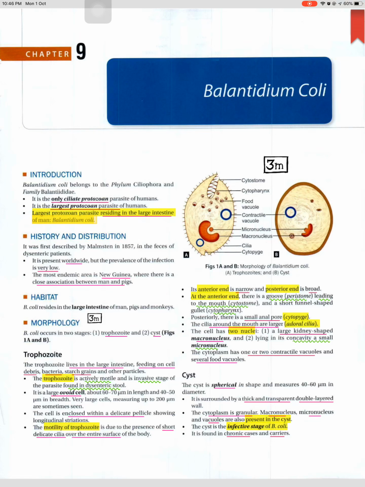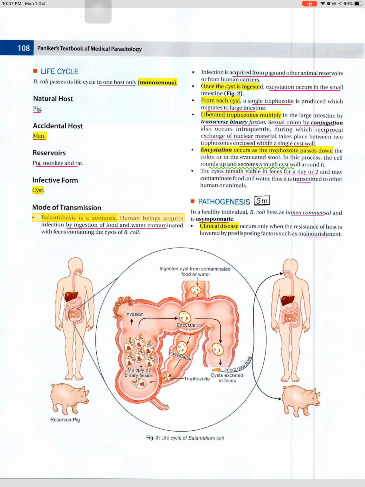Life cycle. B. coli passes its life cycle in one host only, monoxenous. Natural host: pig. Accidental host: man. Reservoirs: pig, monkey and rat. Infective form: cyst. Mode of transmission. Balantidiasis is a zoonosis. Human beings acquire infection by ingestion of food and water contaminated with feces containing the cysts of B. coli. Reservoir: pig. Infection is acquired from pigs and other animal reservoirs or from human carriers.